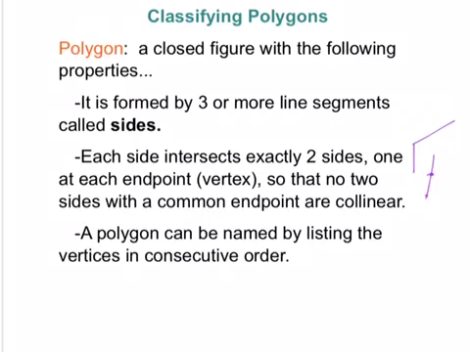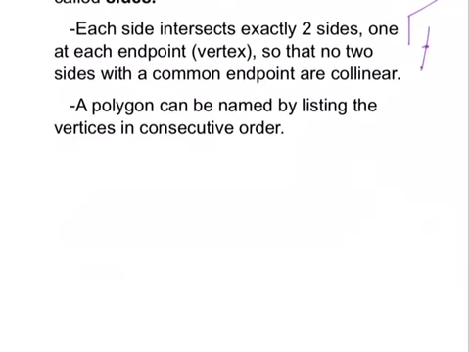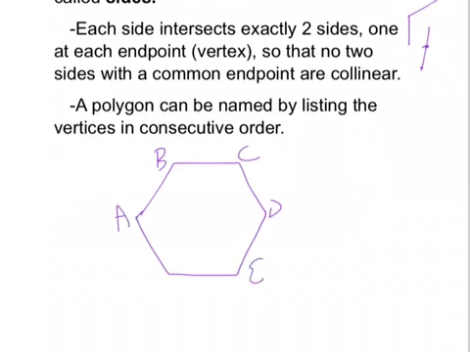And a polygon can be named by listing the vertices in consecutive order. So for example, if I would draw a polygon, and say it's A, that needs to connect B, C, D, E, and F, I would name the polygon A, B, C, D, E, F in order.